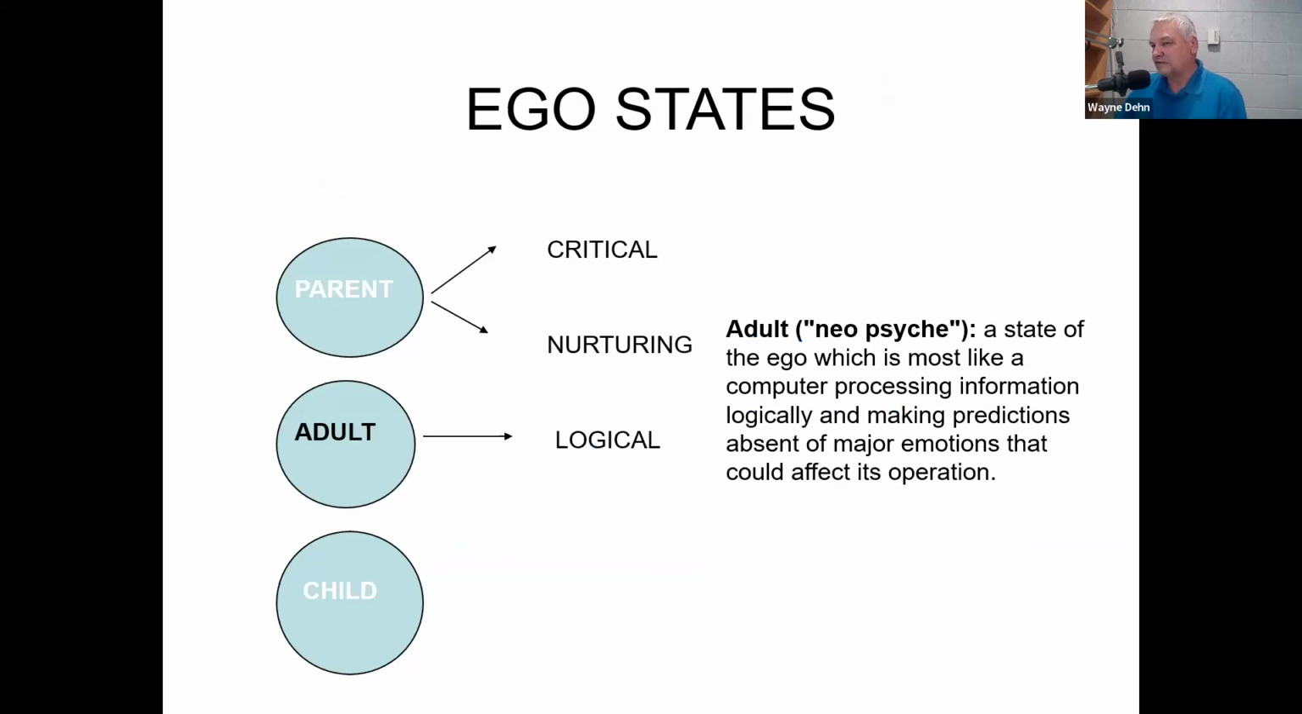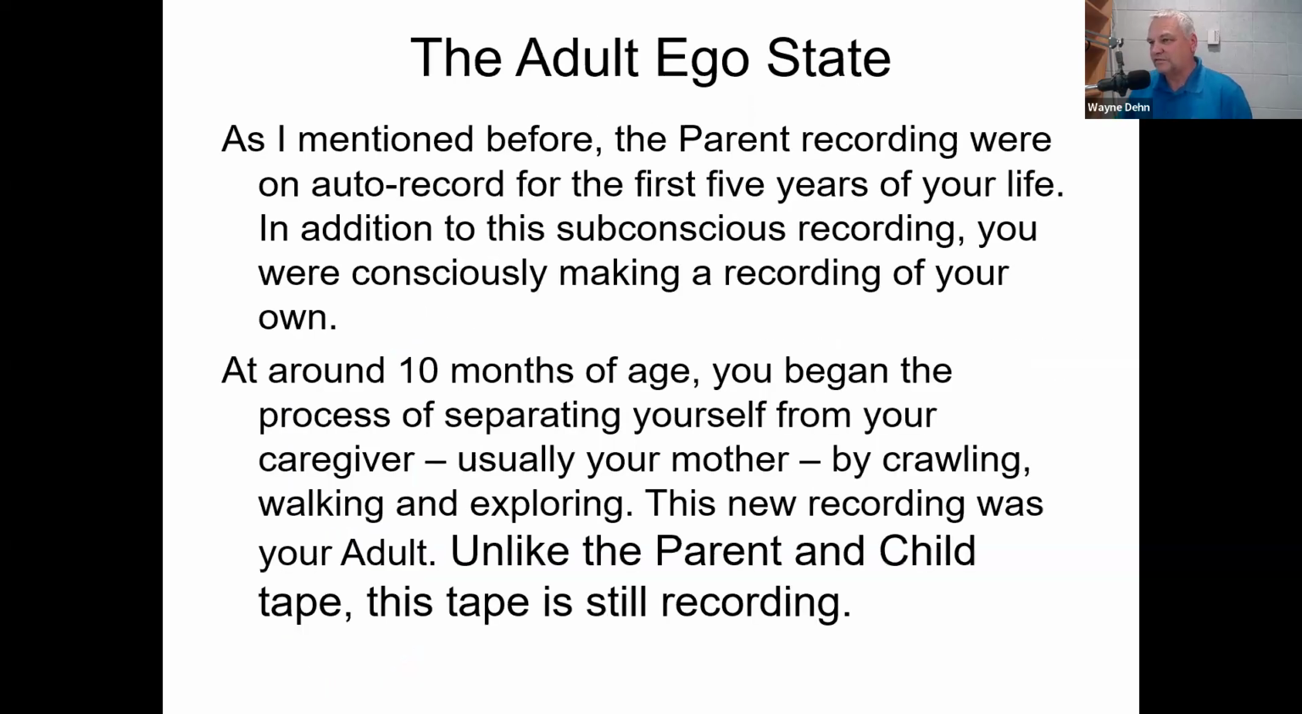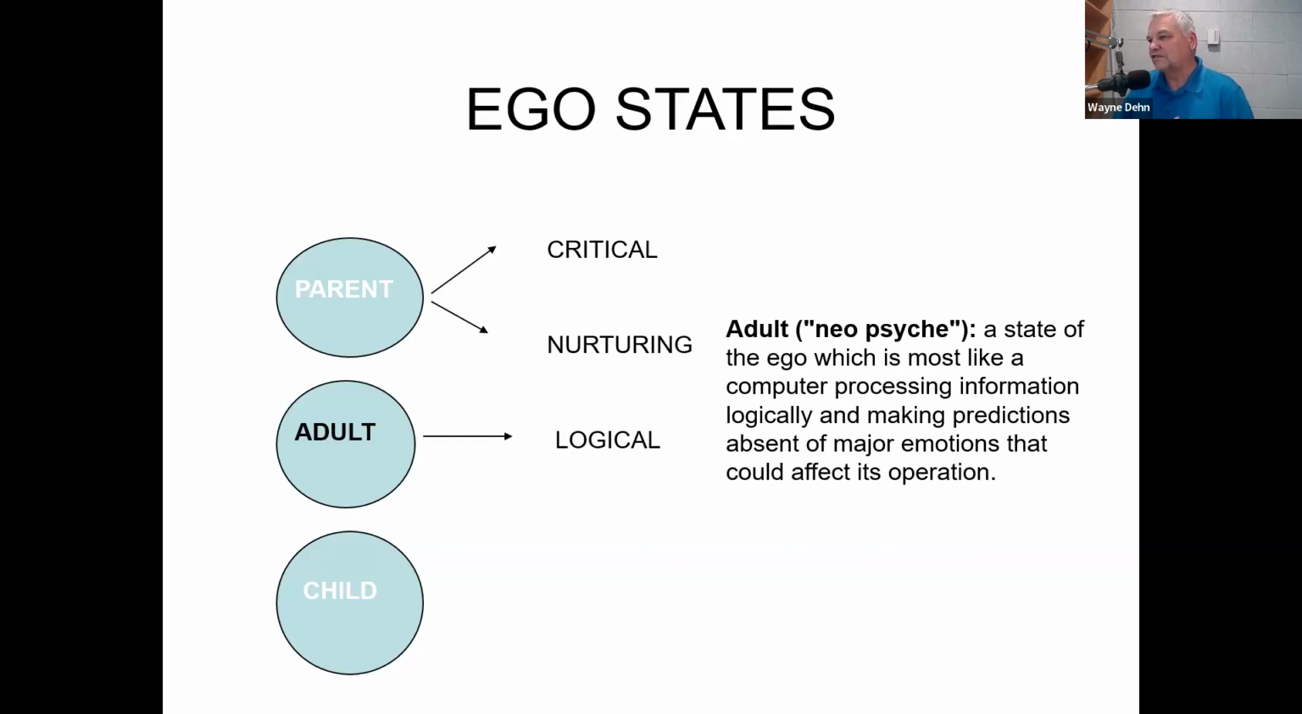Now, then we have the logical part of us, the ego state that we get switched to. The logical part of us is where we started learning about things in a logical manner. It's kind of like a computer processing information logically and making predictions based on major events, absent of major emotions that could affect its operation. So that's the logical part of us, the Mr. Spock from Star Trek, if you will. All right. So again, we can go from one ego state quickly to the other.